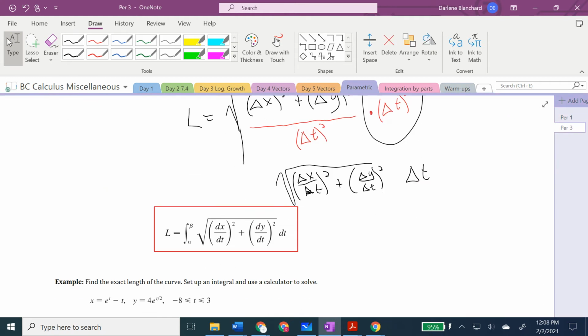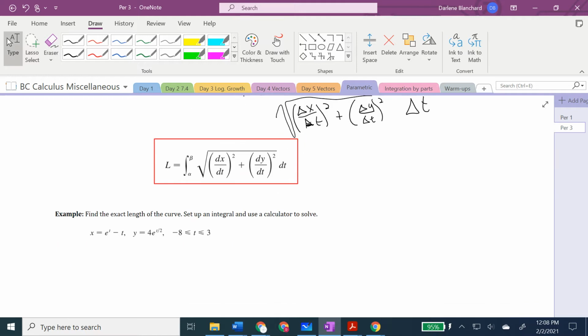Then there's one other formula you need to be aware of. And I'm deciding that we probably don't need an example. It's just literally following a formula.